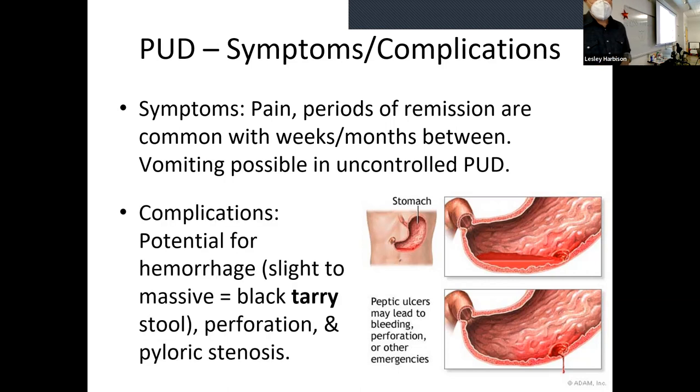But anything that gets really bad, we consider that a complication. So a side effect is like a not good outcome of something, but a complication is really bad, and so we want to really avoid those. And that's hemorrhage, which is bleeding into the stomach, and the symptoms of that are black tarry stool.